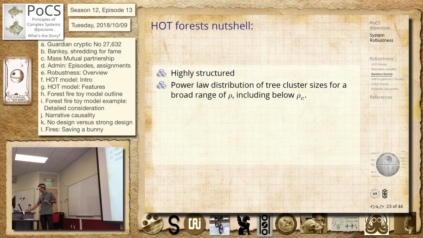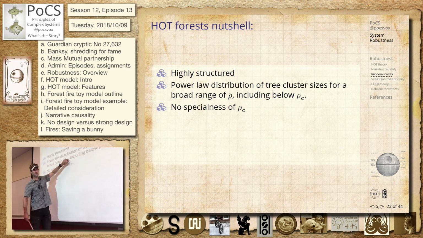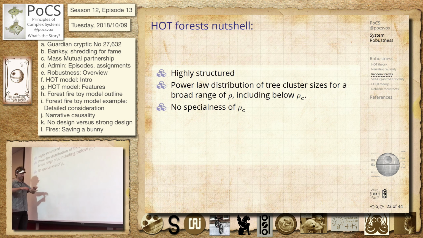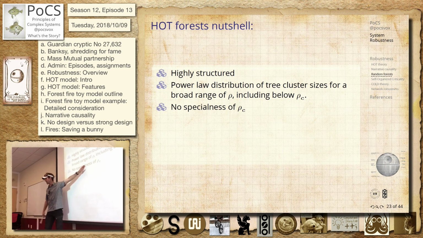Forests are random and featureless. HOT, on the other hand, has a power law distribution, and it doesn't really matter, right? There's a lot of variability. You can have different densities, certainly away from the percolation threshold, and for this kind of system, for a square grid system, there's no specialness of a critical threshold.